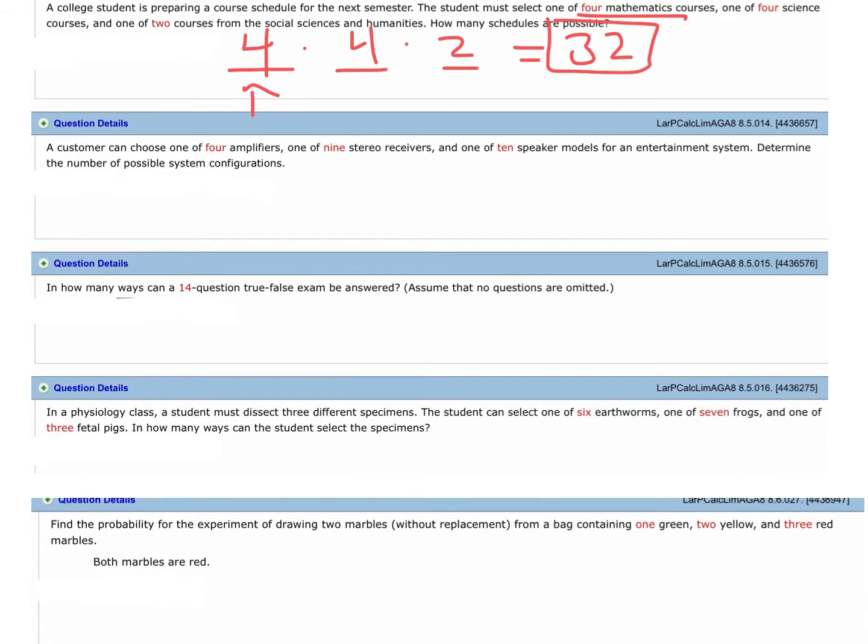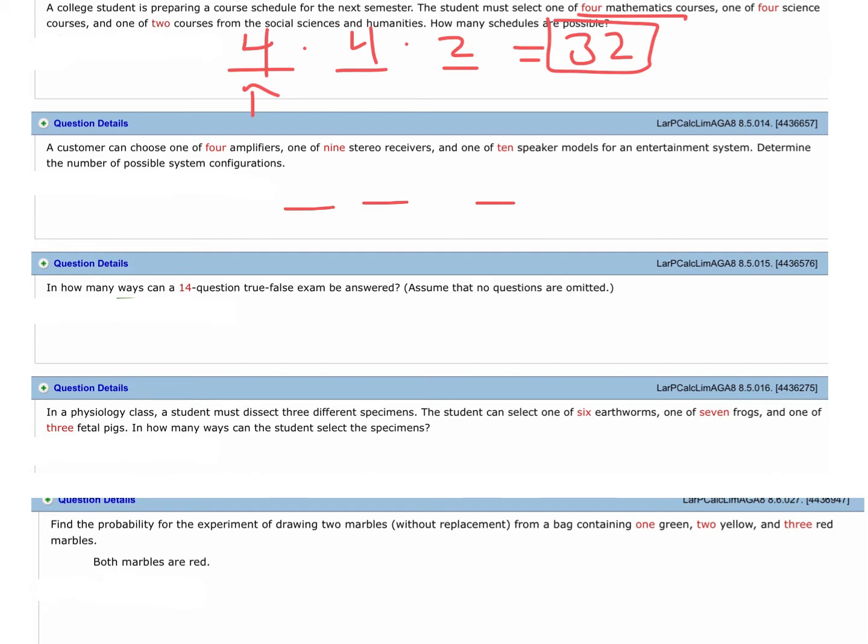Number 2, or I guess the second one on this page. Next one. A customer can choose one of 4 amplifiers, one of 9 stereo receivers, and one of 10 speaker models for an entertainment system. Determine the number of possible system configurations. So there's 3 things that we need: an amplifier, a stereo receiver, and a speaker. How many different amplifiers can we have?